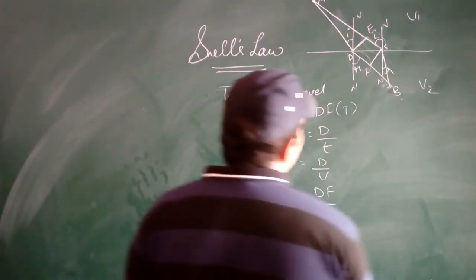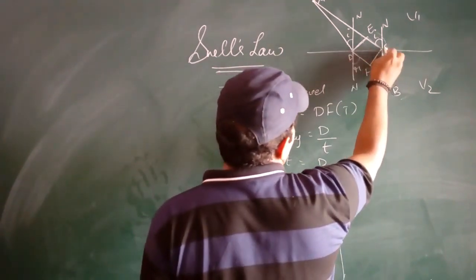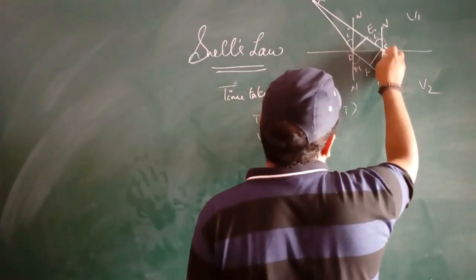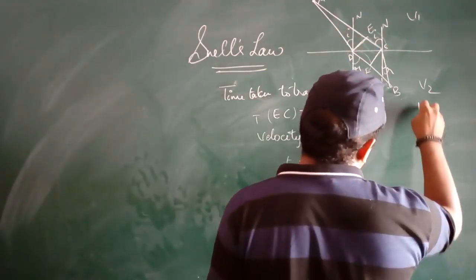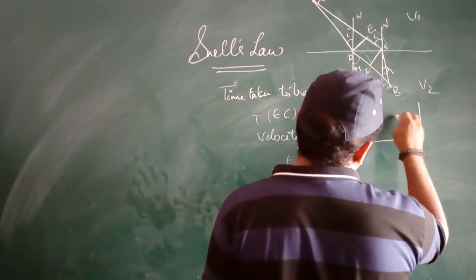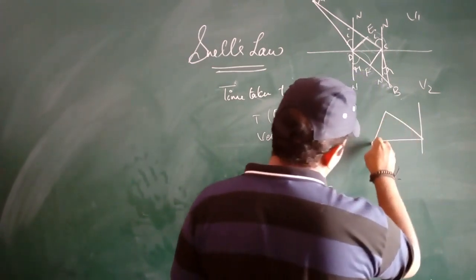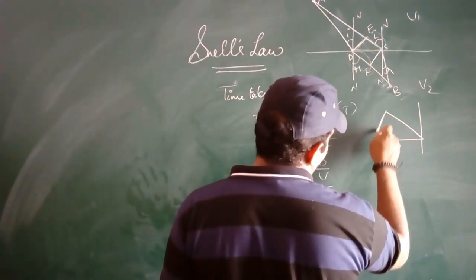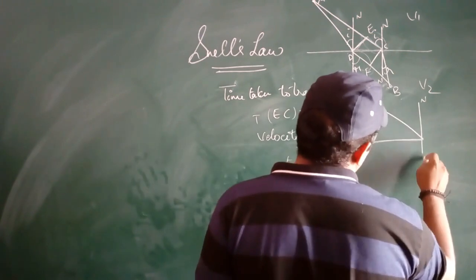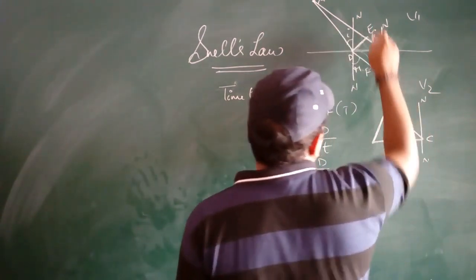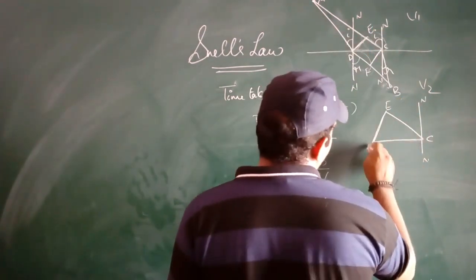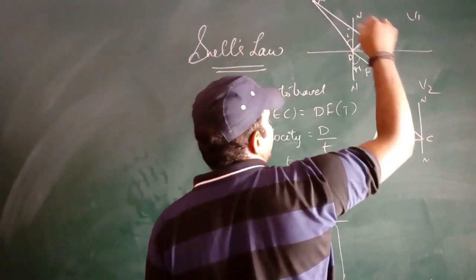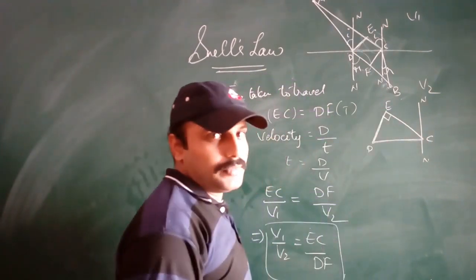Now what I will do? Consider this triangle. I will take this part and draw it here. This is our normal. This is C, this is E, and this is our D, and this is our 90 degrees. As I said, we are drawing one line perpendicular to the line AC. So this is our D, 90 degrees.